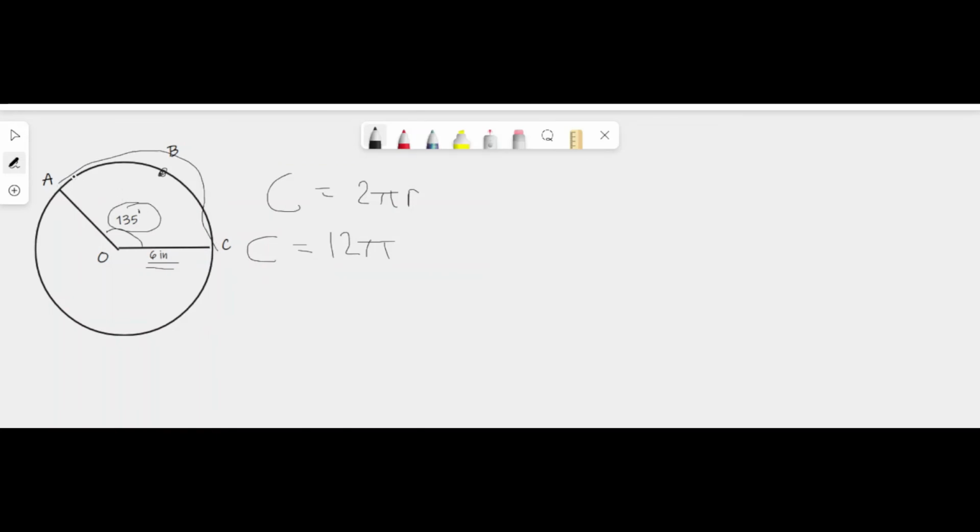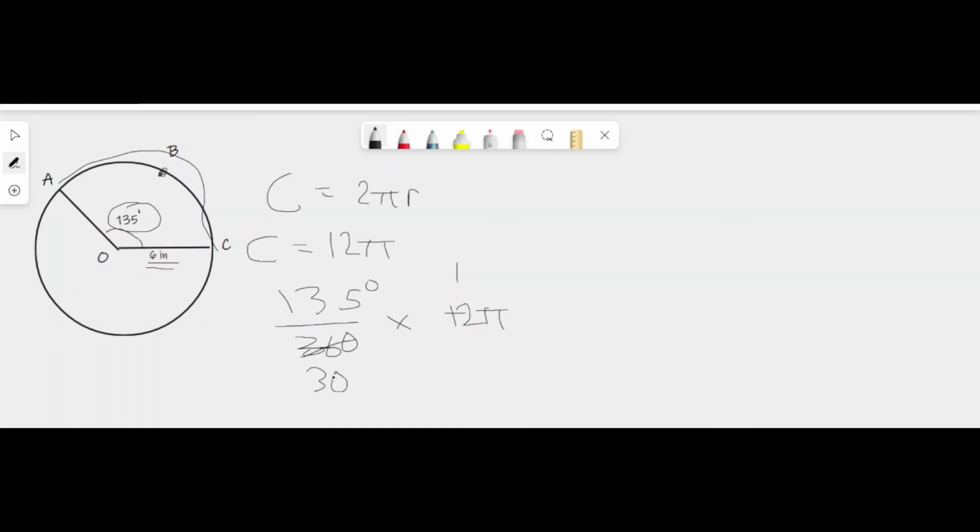Now, the piece of the circumference we're looking for is only 135 degrees out of 360. So that's all we got to do. We just got to multiply it. 135 out of 360 times 12 pi. Now this again is some simple multiplication you got to know for the SAT. So I know that 12 times 3 is 36. So I know that 12 times 30 would be 360. So I can take this out and put 30, and take this out and put 1.